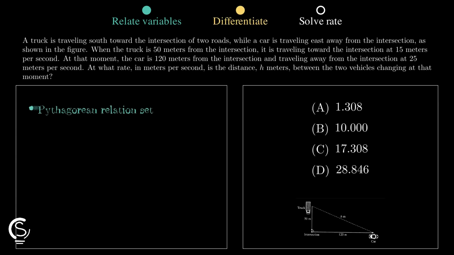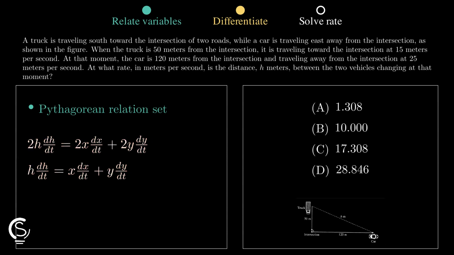Differentiate both sides with respect to time t. Remember to use the chain rule for each variable, resulting in this derivative equation that links all the changing rates together perfectly.